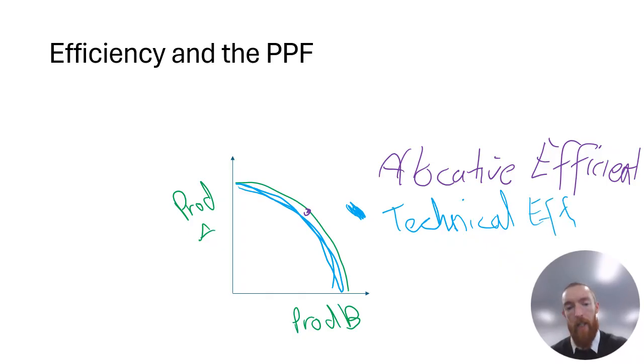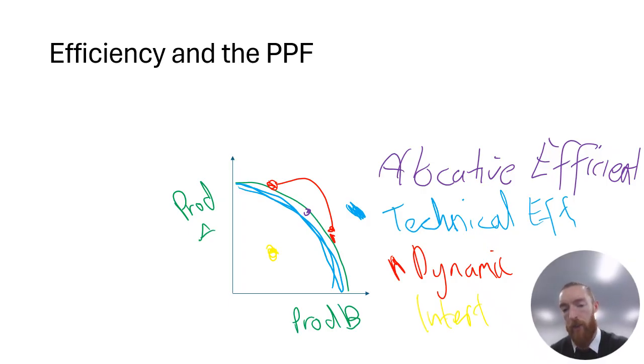And then we've got dynamic efficiency. That is all about how quickly we can move from one point to another, how quickly we can reallocate from one point to another. And then with intertemporal, it shouldn't really come up, but it is going to be, for example, if we are producing inside that curve, we are saving resources for future time periods.